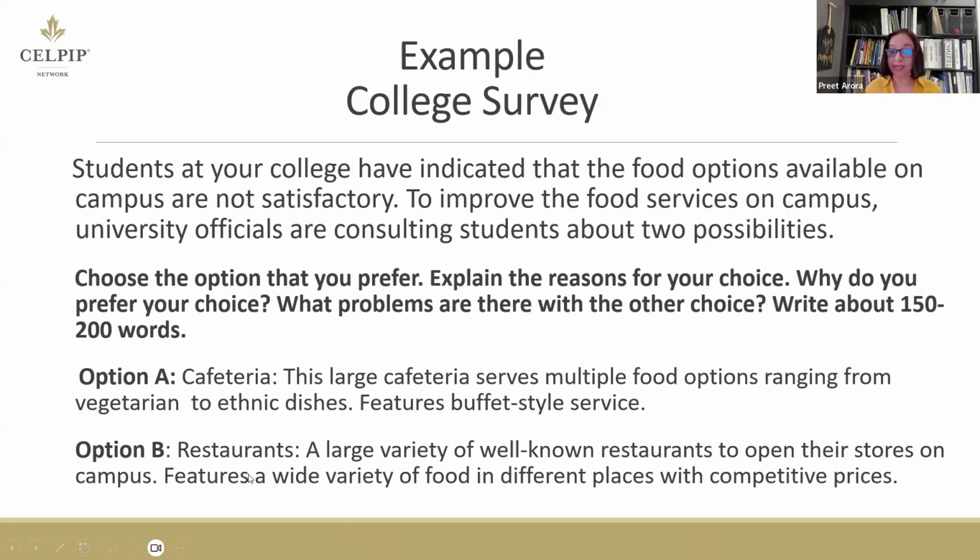Now, option A is cafeteria. They want to have a cafeteria to improve food services. This large cafeteria serves multiple food options ranging from vegetarian to ethnic dishes, and it features buffet style service. So this is option A. And then option B is a large variety of well-known restaurants. So second option is restaurants to open their stores on campus. It features a wide variety of food in different places with competitive prices. So these are the two options.